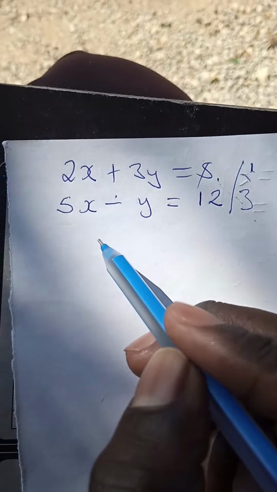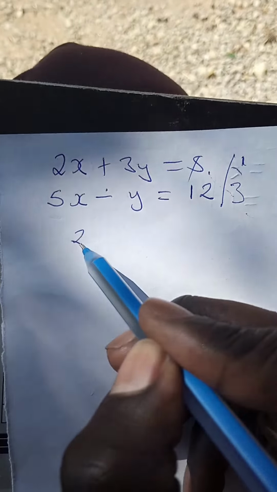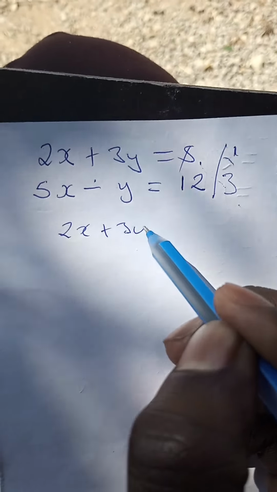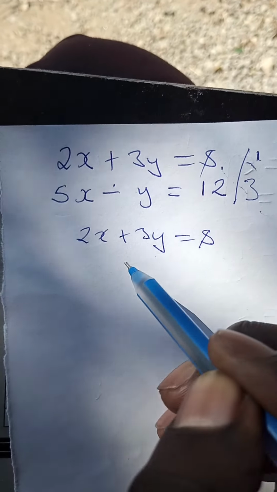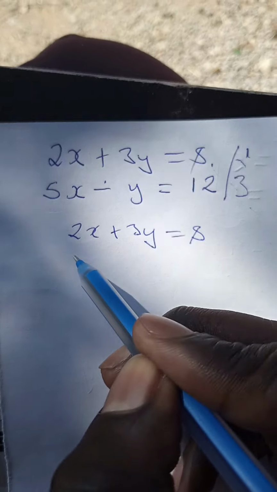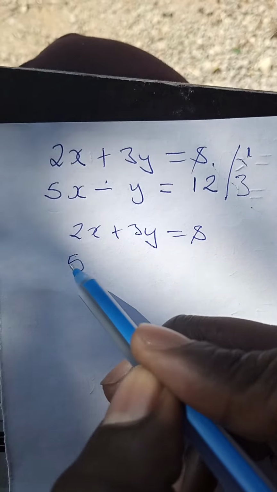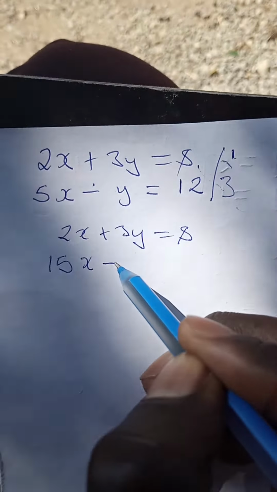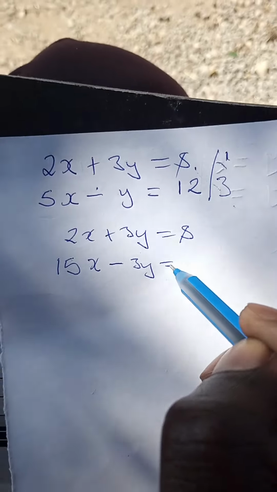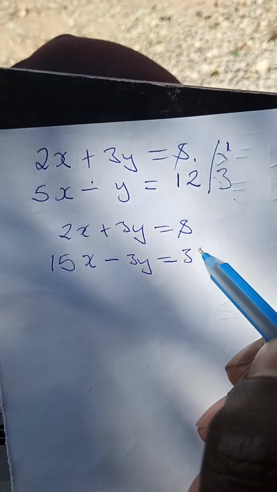If we multiply this by 1, we have 2x plus 3y equal to 8. And then if we multiply this by 3, we have 15x minus 3y is equal to 12 times 3, to give you 36.